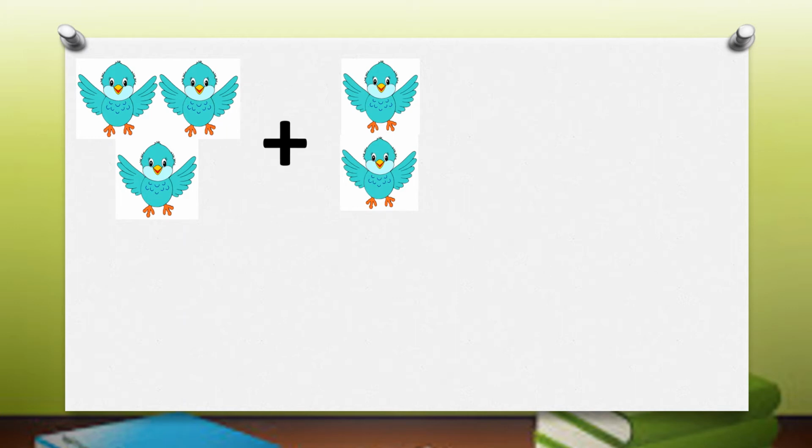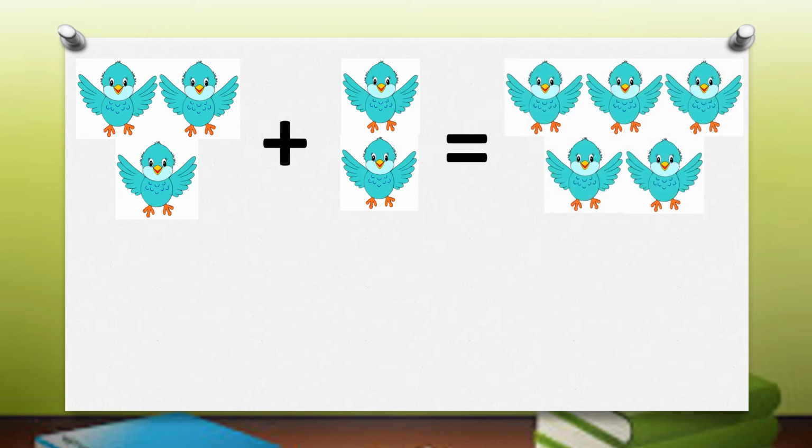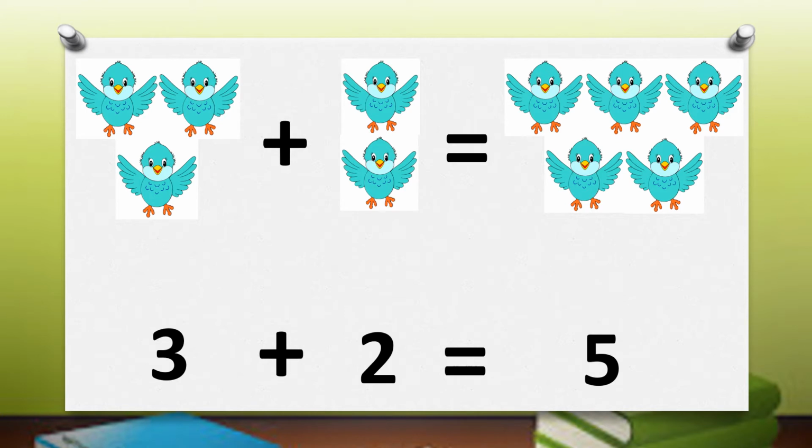In this example, there are 3 birds. And then 2 more join them. So now we need to find out the total number of birds. And for that, we need to add. So children, the sign for addition is the plus sign. Therefore, 3 birds plus 2 birds is equal to, let's count them, 1, 2, 3, 4, 5. 5 birds. So 3 plus 2 is equal to 5.